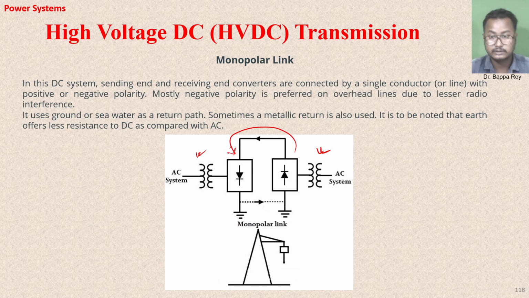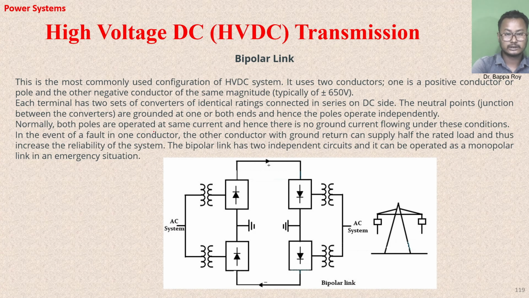Then bipolar. In bipolar, suppose this is the sending end and this is the receiving end. Both these are connected through two connections. Here is one connection, another one connection. Suppose in one connection a fault condition occurs here, the other connection will allow the flow of power.